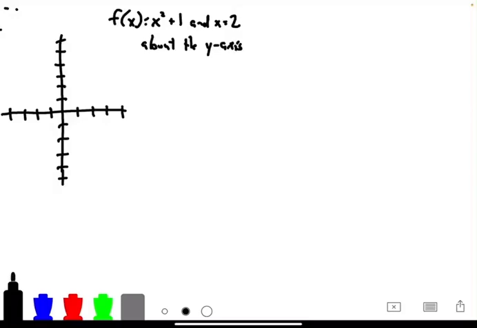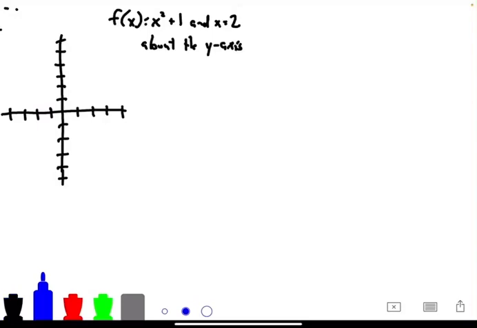Okay, today we want to talk about the shell method. Now, the shell method is an alternative method to finding the volume. We've already covered the disk method and the washer method. Okay, now there are two things we want to avoid when we're doing the shell method, and two things we have to remember.